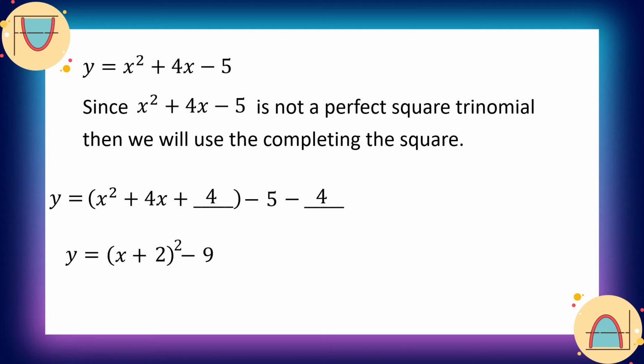We can now identify the values of h and k. h is equal to the opposite of positive 2, which is equal to negative 2. And k is equal to negative 9.